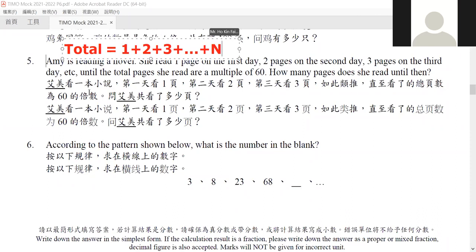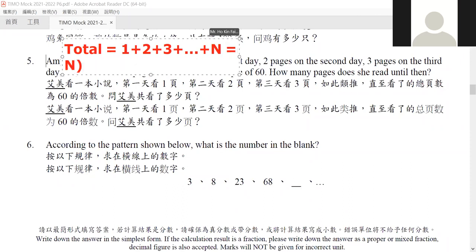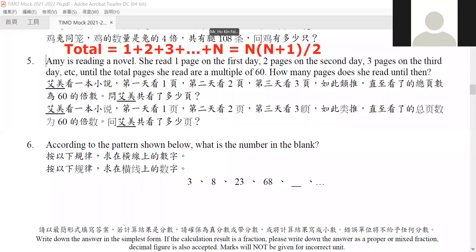And we say that, now we know that based on our Gaussian theory, 1 plus 2 plus 3 up until n will be equal to n times n plus 1 divided by 2. But then we know that this must be a multiple of 60. So we want to ask, what number n is such that this will be a multiple of 60?